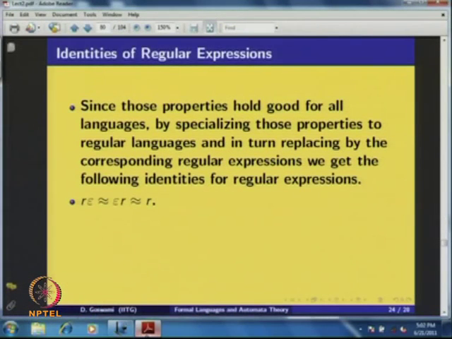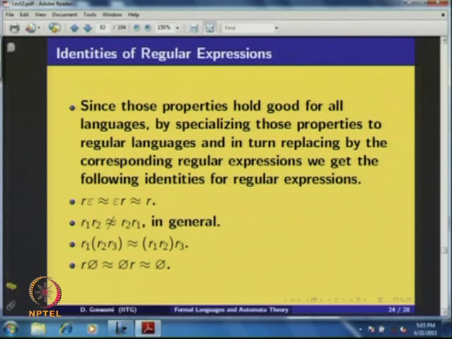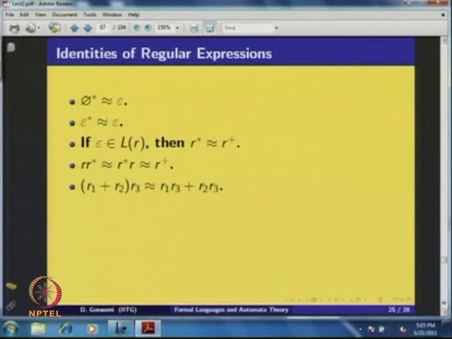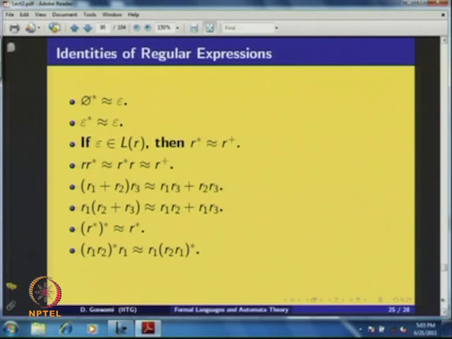Similarly, by replacing the languages by regular expressions in the properties of languages, we get different kinds of equivalences for regular expressions. For example, R1 R2 is not equivalent to R2 R1 in general. Similarly, R1 concatenation (R2 R3) is equivalent to (R1 R2) concatenation R3. R phi is equivalent to phi R, which is equivalent to phi. Phi star is epsilon and so on. You can just reproduce these properties from the equivalence of regular expressions from the properties of languages.